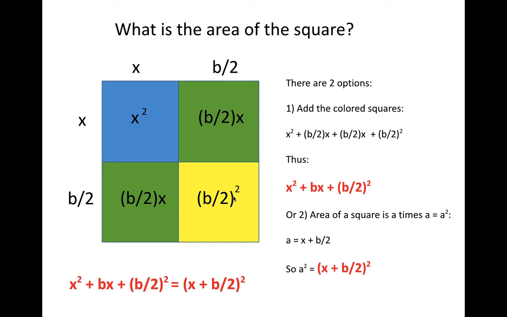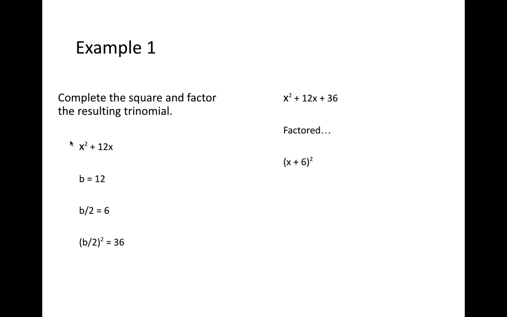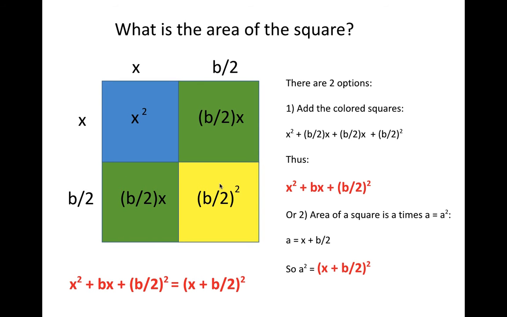B divided by 2 and then you square it. Whatever the expression is, for example here, what is B? B is the coefficient of the linear term. So we take it here, divided by 2, that's 6, and then you square that. So it's 36. 36 is the value of the yellow square.